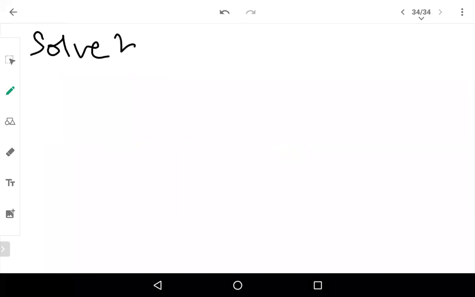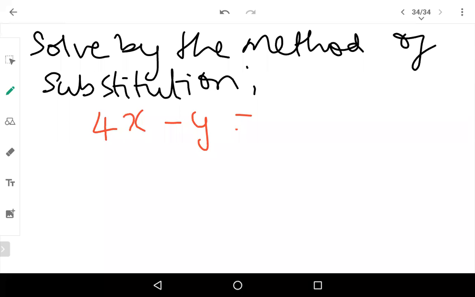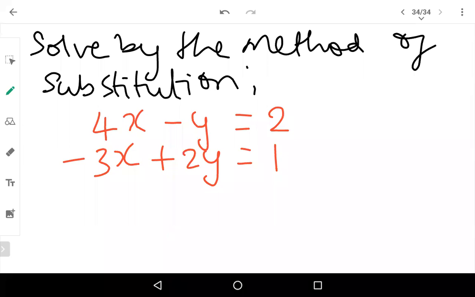Solve by the method of substitution. The equations are 4x minus y is equal to 2 and minus 3x plus 2y is equal to 1. Okay, so these two are the equations. Now you have to use the method of substitution. Don't use elimination. I hope you are able to understand. Try solving this problem.